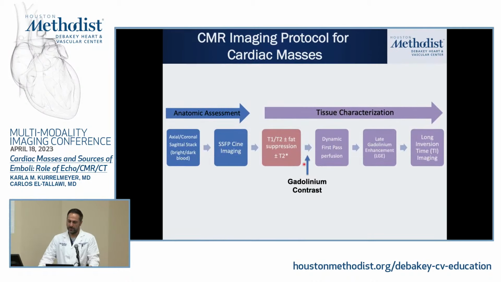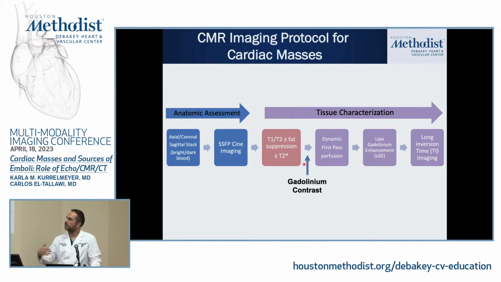How do we do the MRI? There are 2 main sections. There's the anatomic assessment. Obviously, we do the axial, coronal, and sagittal views. And then we have the cine imaging, which you are all familiar with. After we're done with this anatomic assessment, we have the tissue characterization part. And this is also divided into pre-contrast and post-contrast.